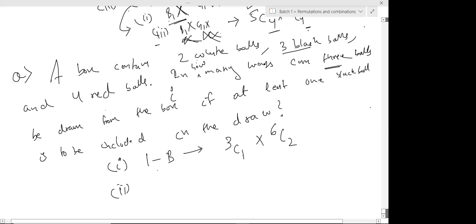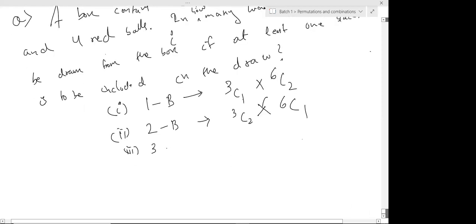In the second case, let's say we have exactly two black balls. So 3C2, two black balls out of three black balls, into, we have to choose one ball from six balls, two white and four red. In the third case, we can take exactly three black balls. So 3C3, right? You can simplify this, add them, and that will be the answer, right? We'll add them because either this or this or this. So we will be adding the solution.